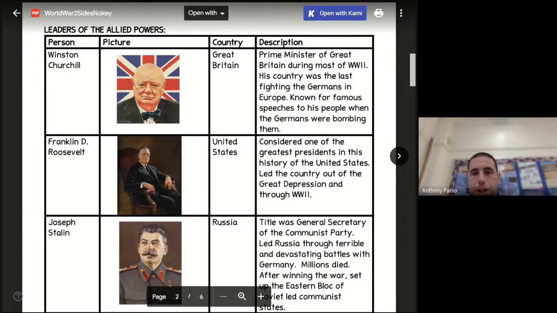Our president, Franklin D. Roosevelt, considered one of the greatest presidents in the history of the United States, led the country out of the Great Depression and through World War II. Okay, so we'll talk about him a lot more.